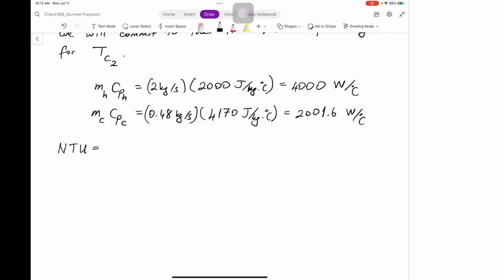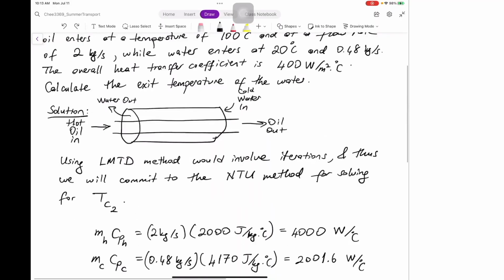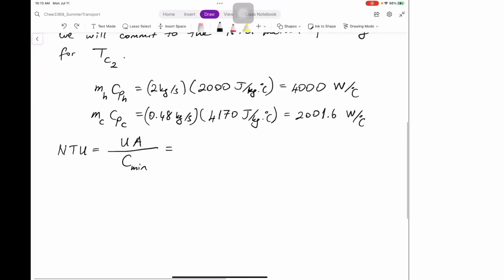Which we are going to use to calculate the epsilon. So let's first write down the formula for the number of transfer units. From our notes, we know that we declared NTU to be UA over C minimum. And C minimum is the minimum of these two numbers. And the U is given as 400 watts per meter squared centigrade.